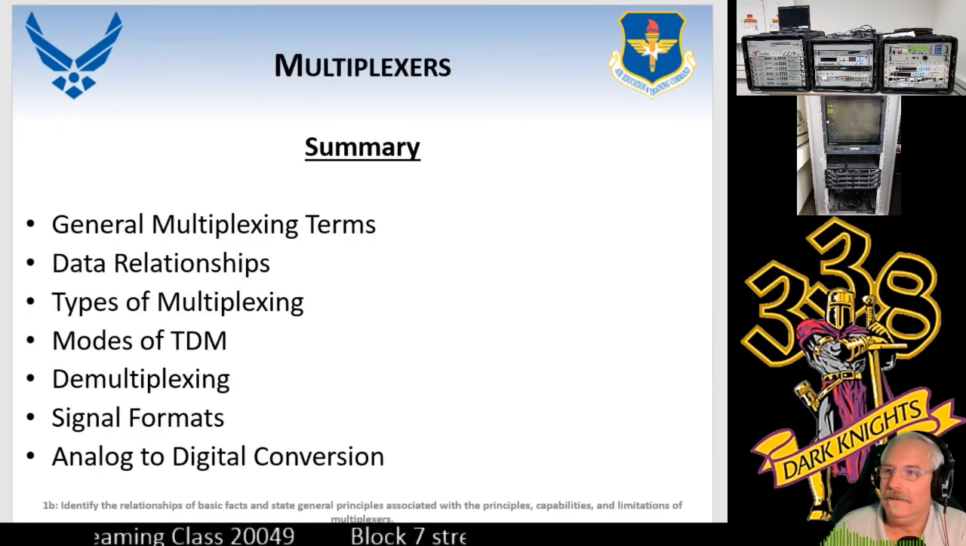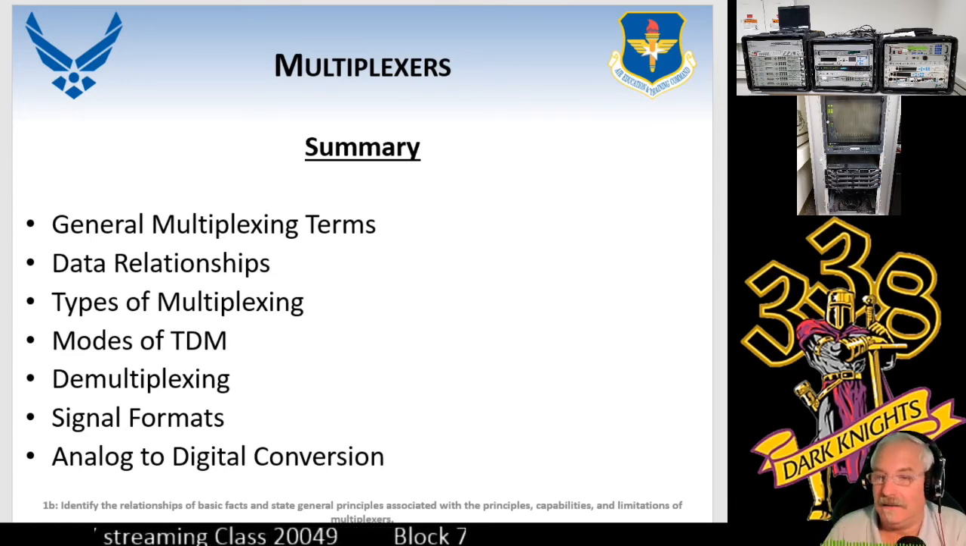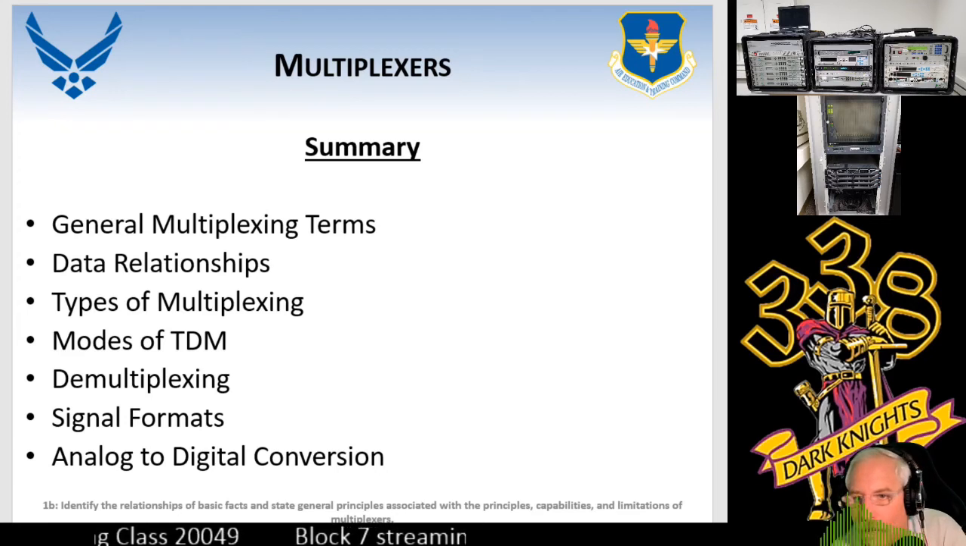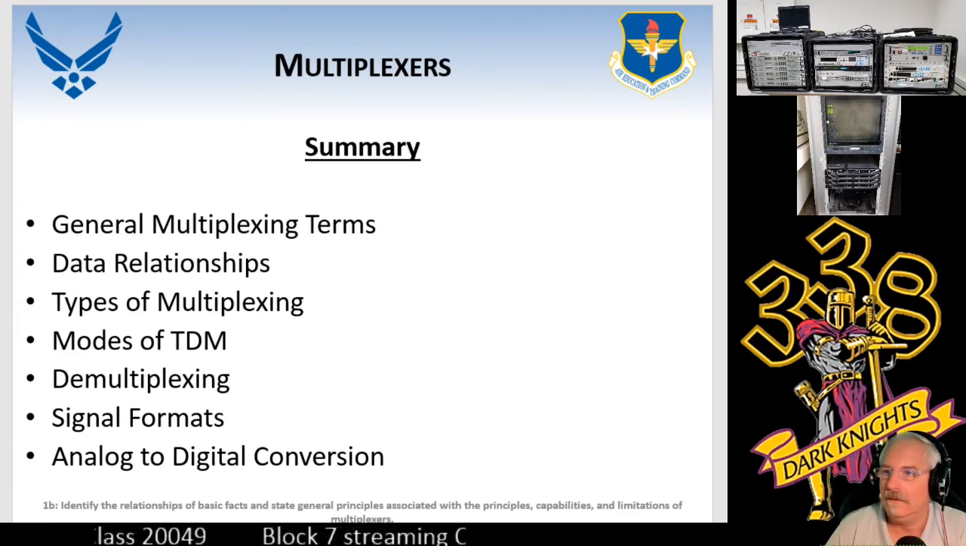And by the way, we are completed with the information on 1 Bravo. We've gone over multiplexing terms, data relationships, types of multiplexing, modes of TDM, demultiplexing, signal formats, and analog digital conversion. That's a lot. Yeah, agreed. A lot longer than I like to do, but I normally have this done anywhere between 2 hours and 2.5 hours. This is about right.